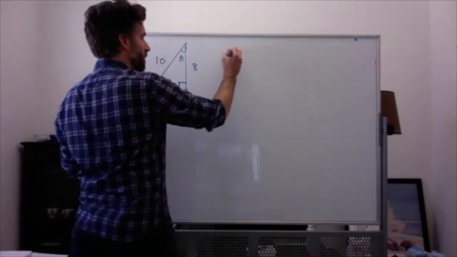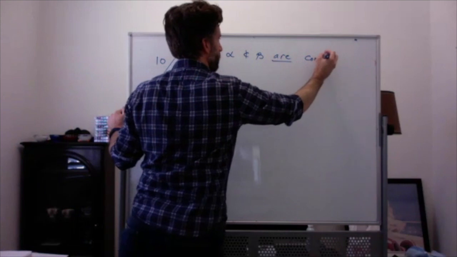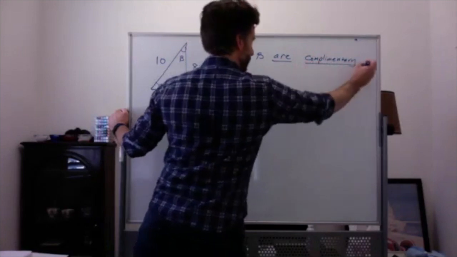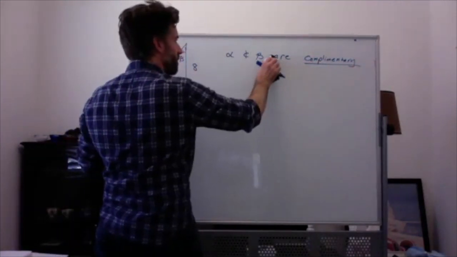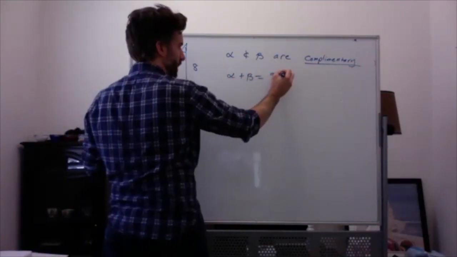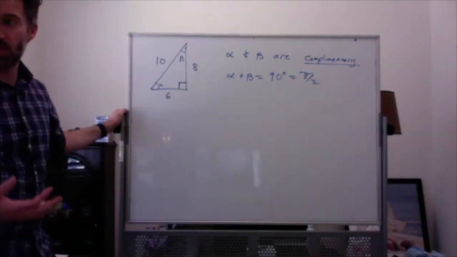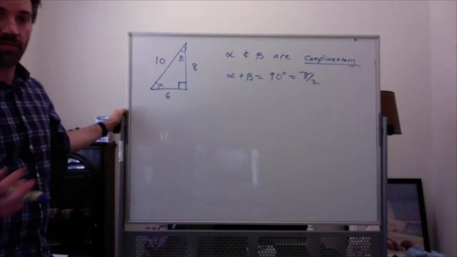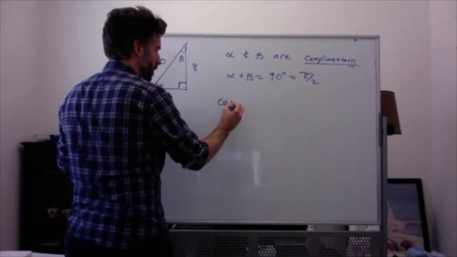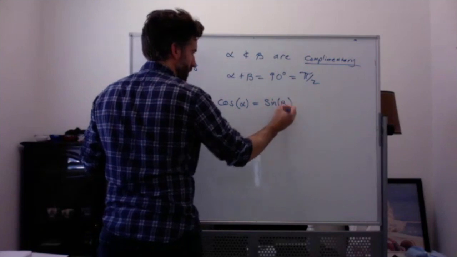So here's what I want you to notice. Alpha and beta are complementary, meaning that they add up to 90 degrees or pi over 2 radians. What I really want you to see is that the cofunctions of alpha and beta, respectively, are equal to each other. So it is true that cosine of alpha is equal to sine of beta.